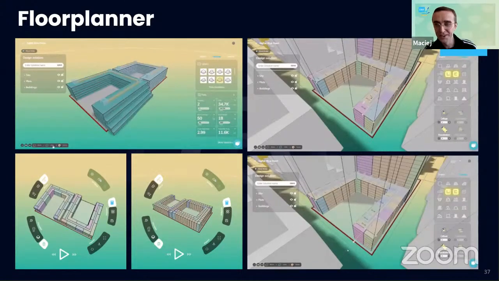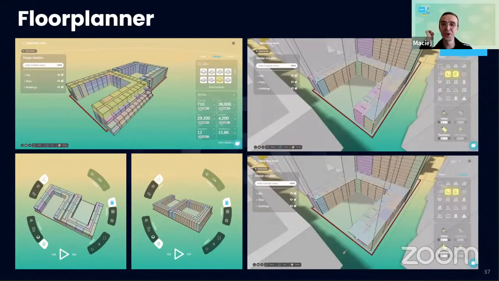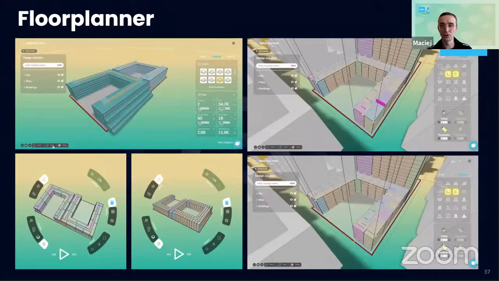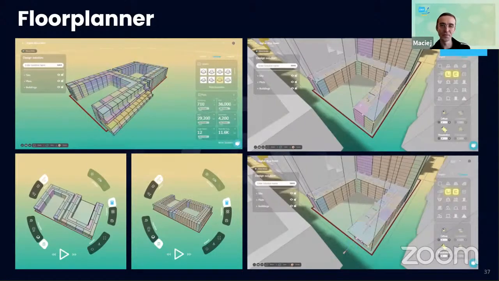In the end, you have the freedom of creativity because each individual floor can be edited up to the level of individual floors.